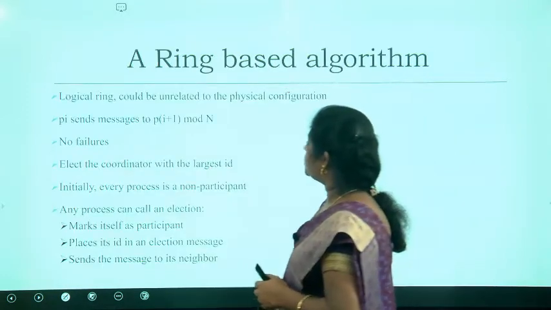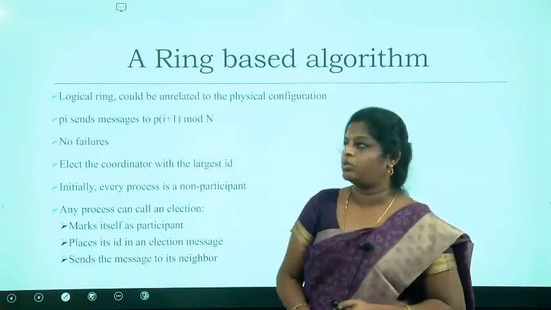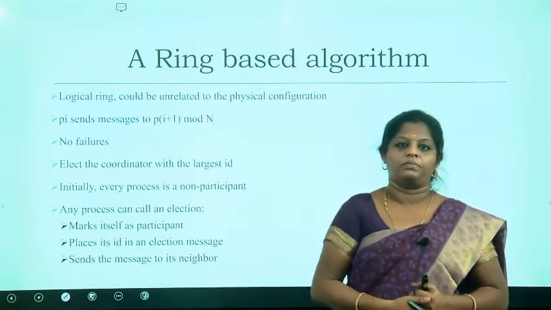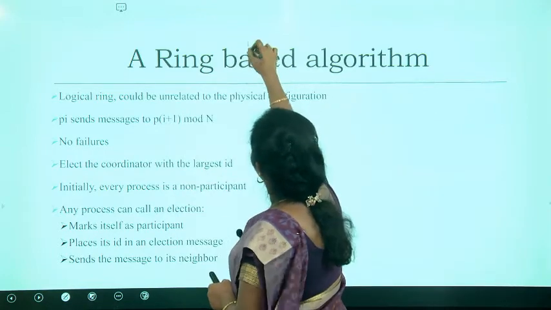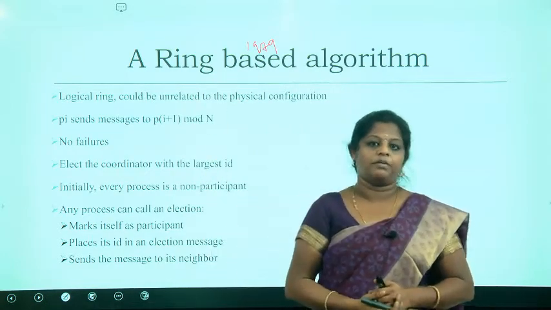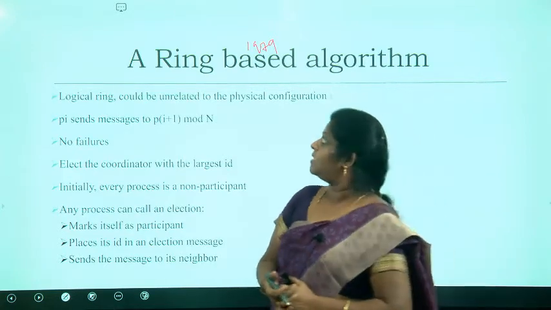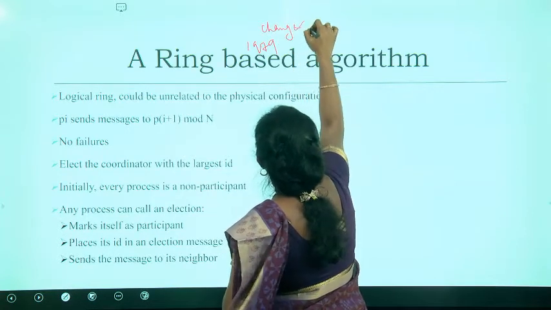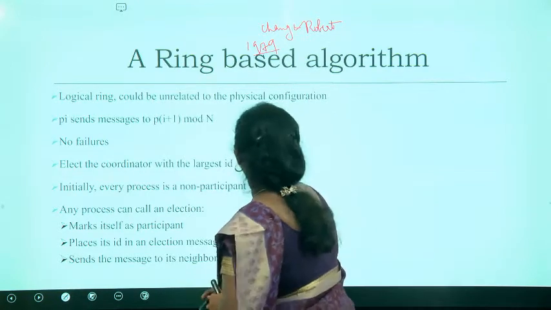Next, a ring-based algorithm. We have already seen this one in distributed mutual exclusion, so again we will see the same ring-based algorithm in the election algorithm. It was developed by Chang and Roberts in the year 1979, a ring-based algorithm.